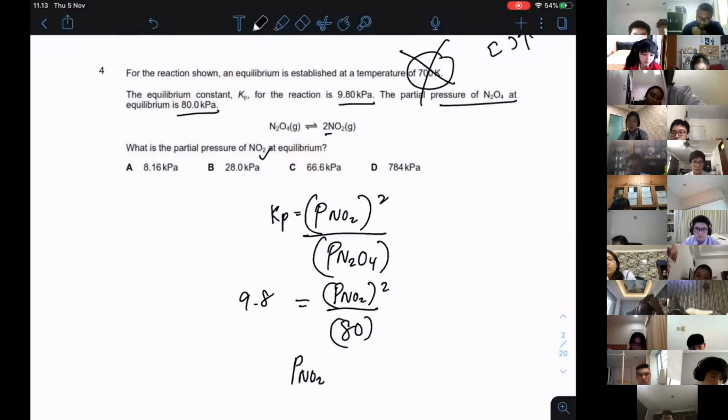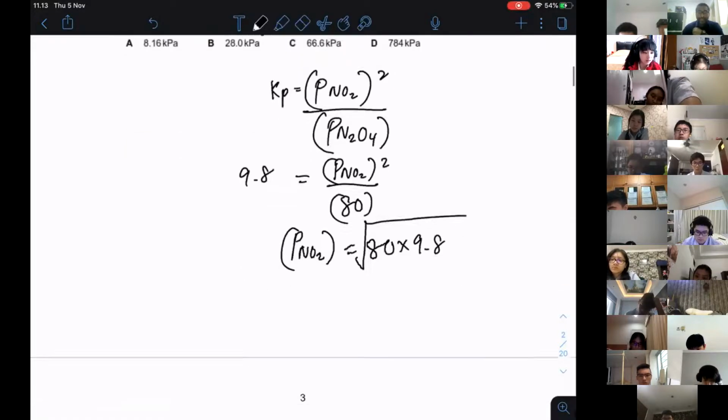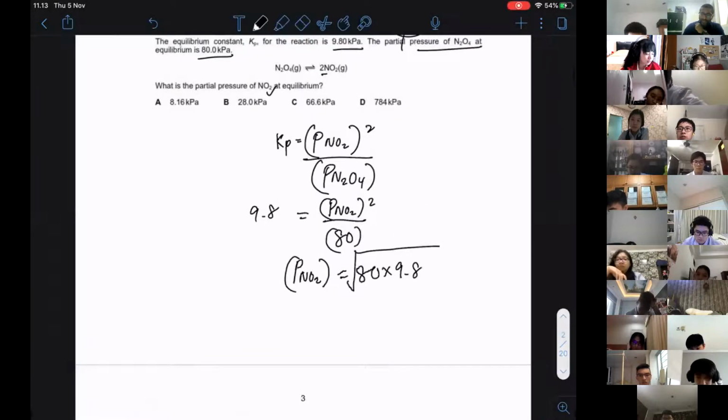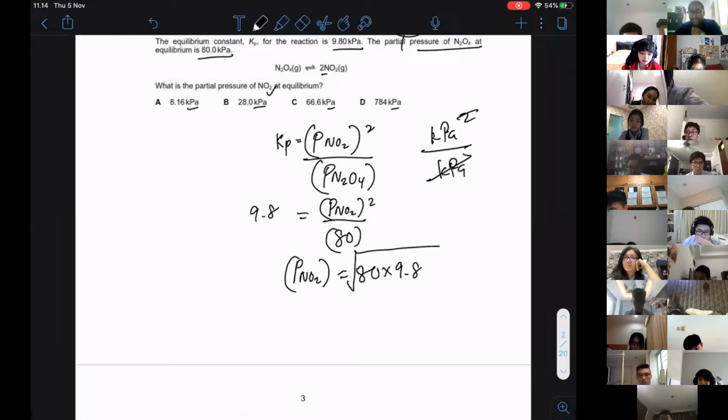Partial pressure of NO2 equals the square root of 80 times 9.8. Quickly calculate, tell me the answer, then we'll move on. The unit is also quite simple: kPa to the power of 2 divided by kPa. Cancel, cancel, kilopascal. Josh, what's the answer? 28. Yep. Okay, let's move on.